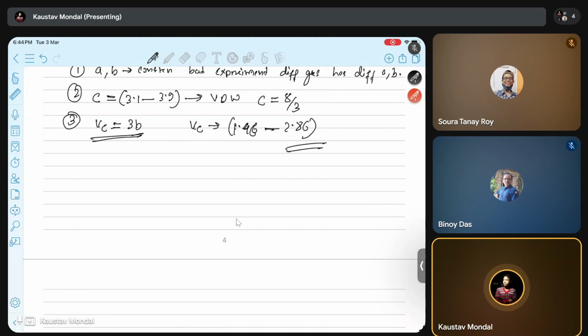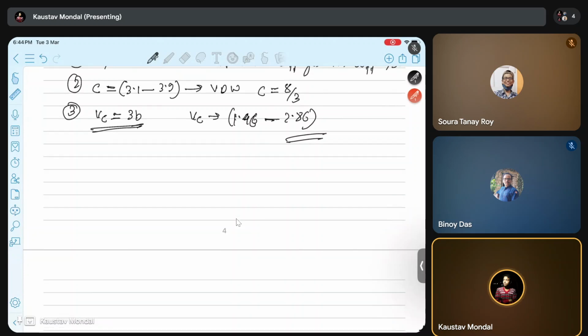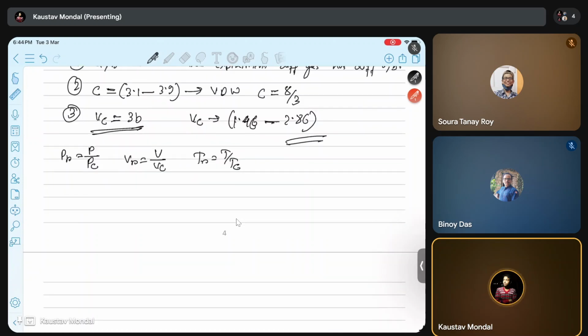Now we can also rewrite this Van der Waals gas equation in terms of reduced units. In order to make the equation dimensionless, these reduced units are written in terms of the critical pressure, volume, and temperature. So reduced pressure PR is P by PC, VR is equal to V by VC, and TR equal to T by TC. These are the reduced units.